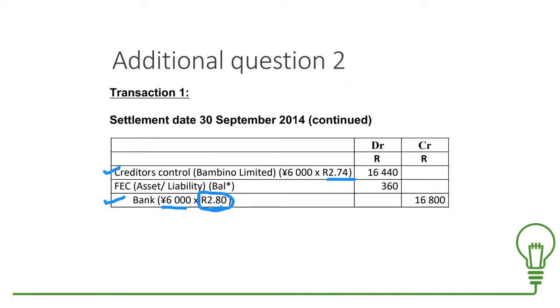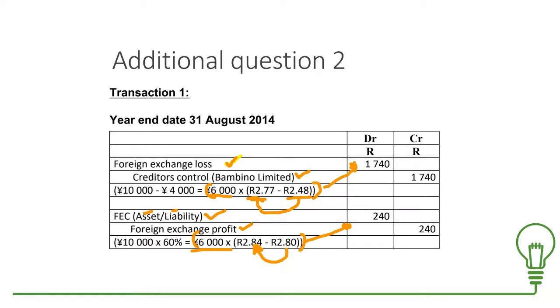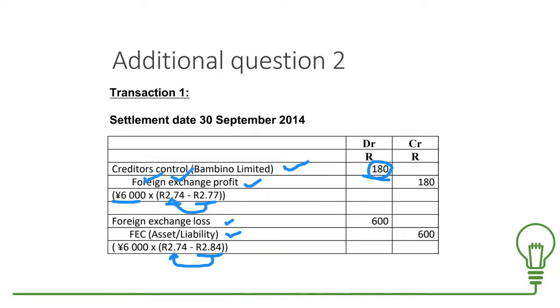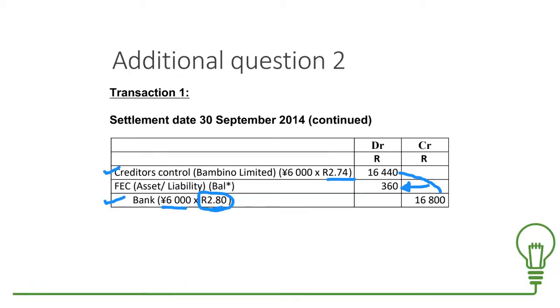Because that's the rate we agreed with the bank that we're going to pay. So the bank is 6,000 times the original forward rate. Okay, and the difference between these two amounts is going to be the value of the FEC asset or liability. Right? So let's just double check that. We came in with a debit of 240 rand. There's the debit there into the FEC asset, and then we credited him after that with 600 rand. So if we net those two amounts off, we're going to get 360. Okay.